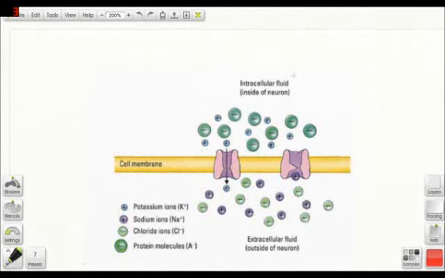Hi guys, this is going to be a short tutorial on how action potential works.